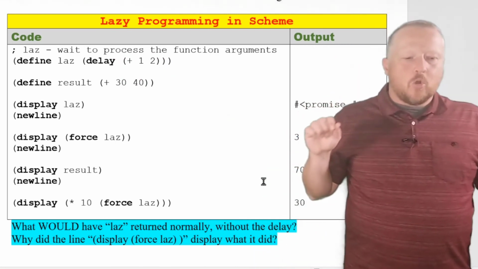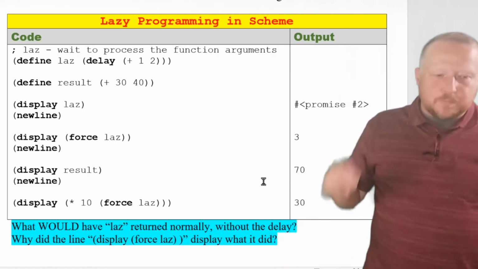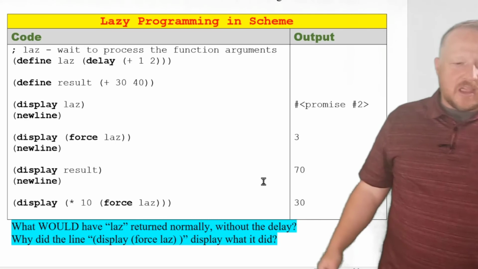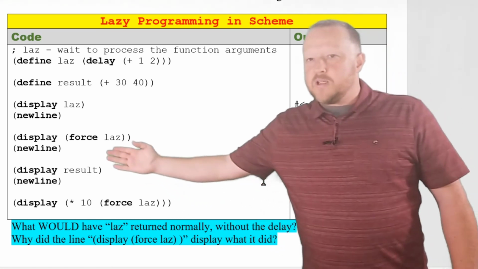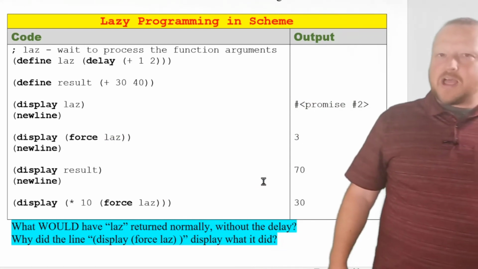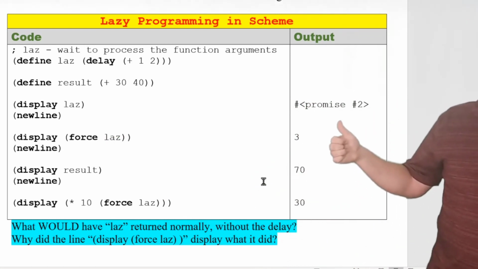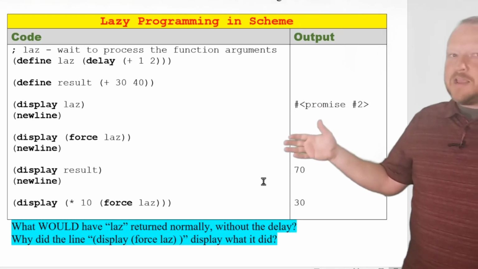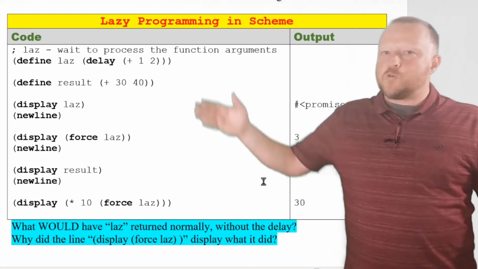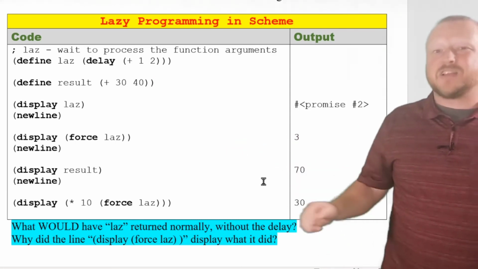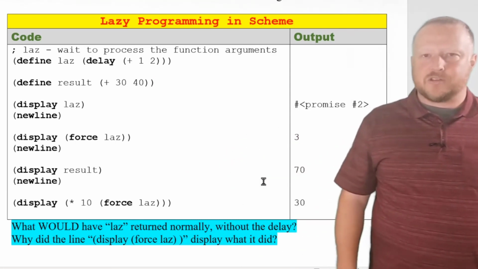But why did the line display force of las display what it did? So in here, we have this line right here. Force is just that. It says, okay, I know you're sitting there. That's the promise right there. It's meaning, hey, I'm ready to go if you need me. I'm going to force the issue, force it to calculate, and that's why it does a calculation and displays that calculation of 3.